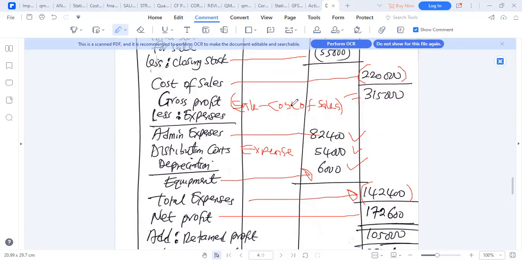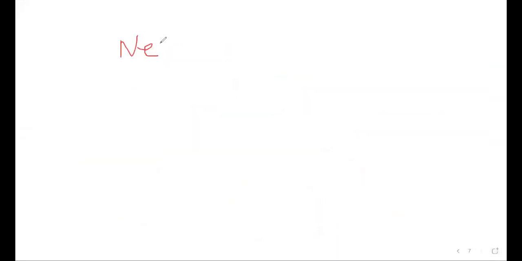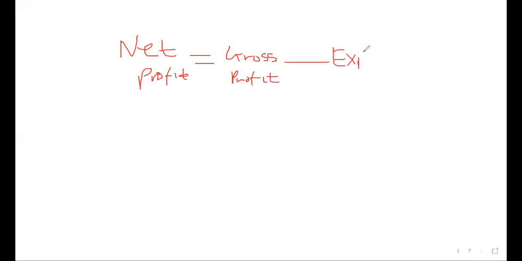All right. Now, I have to make mention here of our net profit. The formula for net profit is equal to what? Net profit is equal to gross profit minus expenses. So this is how you find the net profit: gross profit minus expenses.